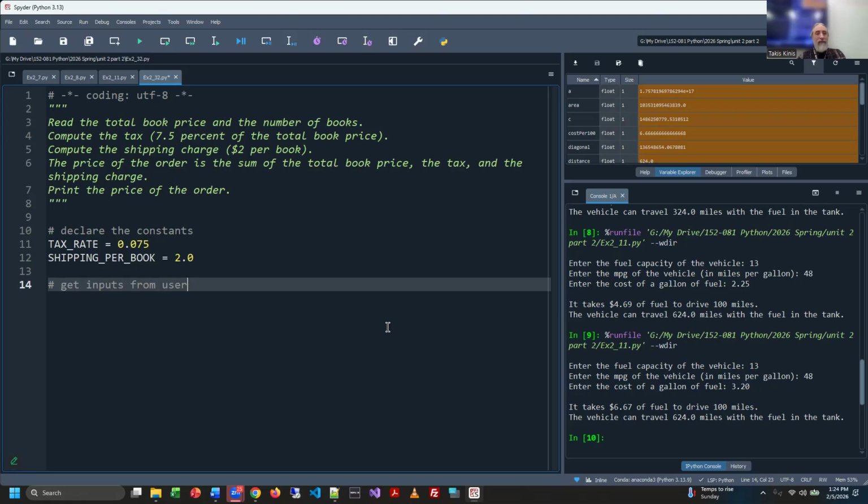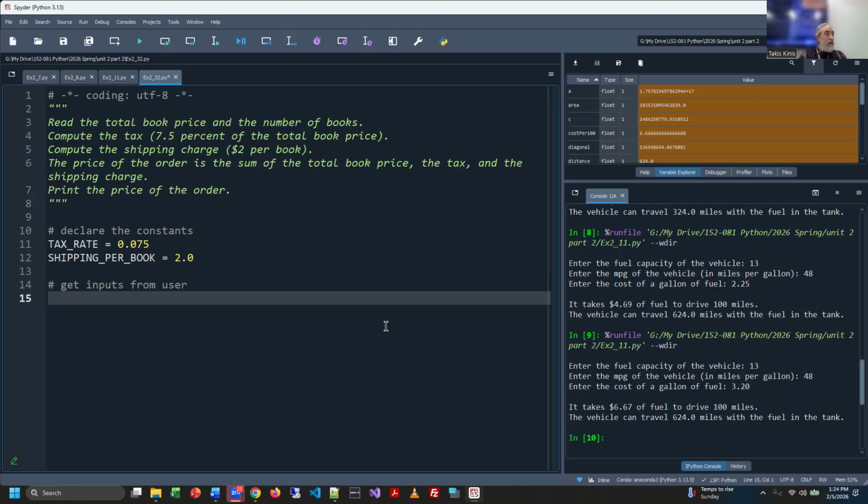Next task is to get the inputs from the user. So first, we're going to get the price of the books. So here's the book price. I created a variable called book price. All right. And think about prices.